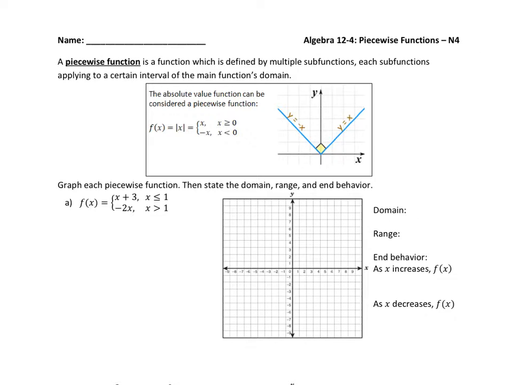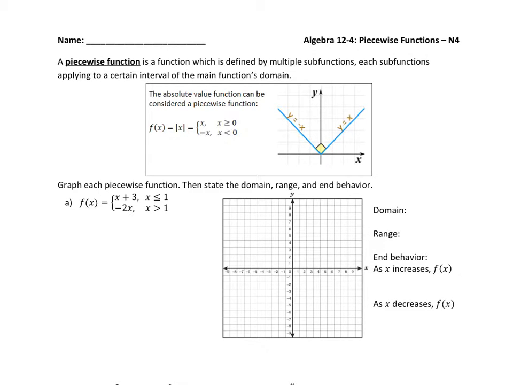So it's like the line y equals negative x and the line y equals x, for x values greater than or equal to 0 and less than 0. Graph each piecewise function, then state the domain, range, and end behavior. So when we graph these, we have to look at these as separate functions, and it gives us an interval.